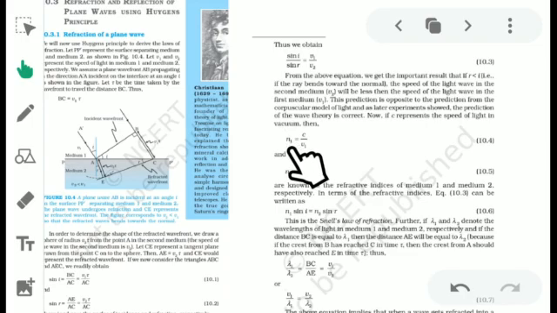How? Because you know that the refractive index of the first medium N1 is equal to C by V1 and N2 is equal to C by V2. Then we will write N21 is equal to N2 by N1. Then sin I by sin R is equal to N2 by N1. That is, N1 sin I is equal to N2 sin R. This is Snell's law of refraction.